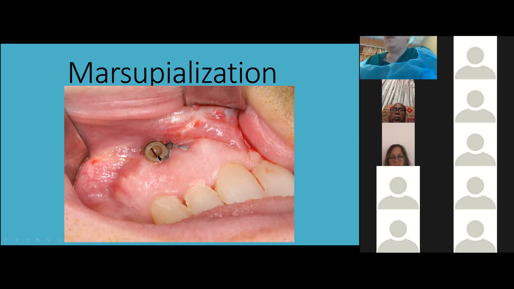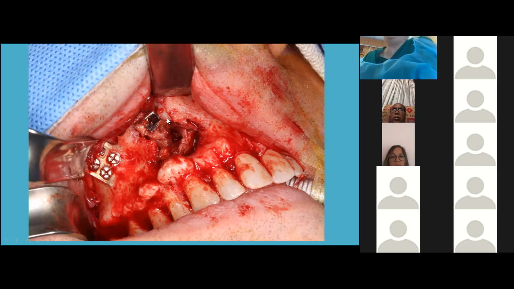Usually we like to marsupialize these by placing a drain tube into them that reduces the size of the cyst. Here we've reduced it through marsupialization. We've gone back. There's some old stainless steel hardware that we don't see too much anymore. Here's the lesion. We've removed the hardware. Here you can see the defect.